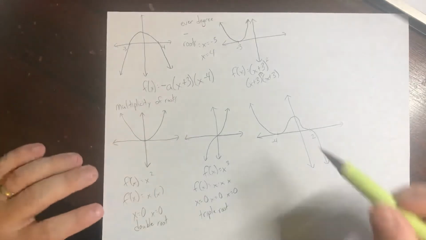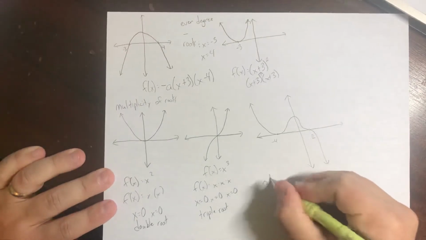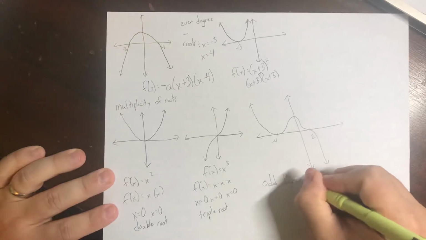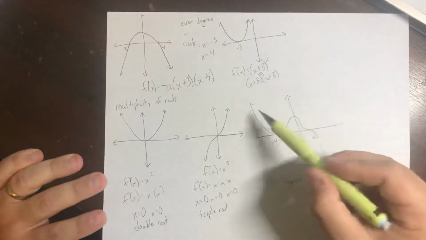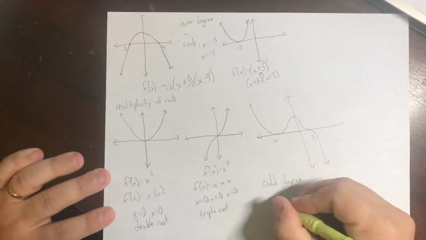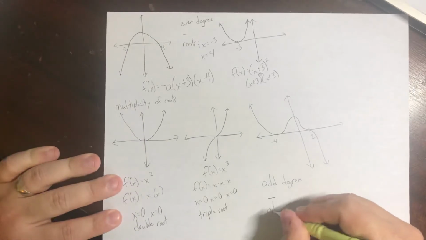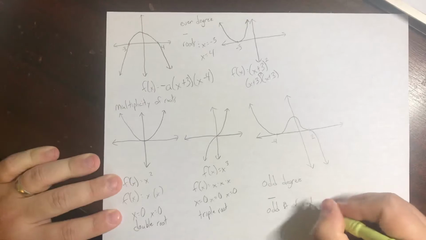We know that we are decreasing to here and we are decreasing here, so we know this is an odd degree. And then we know that similarly, if it's decreasing, this is a negative function. And if it's an odd degree, that means we need an odd number of roots.